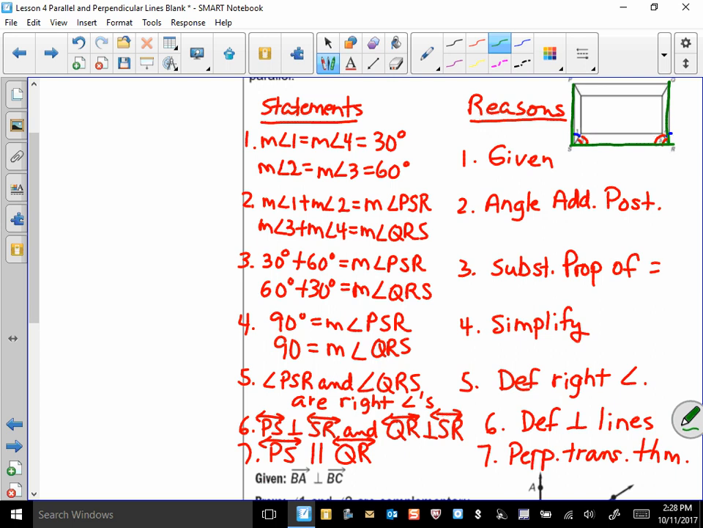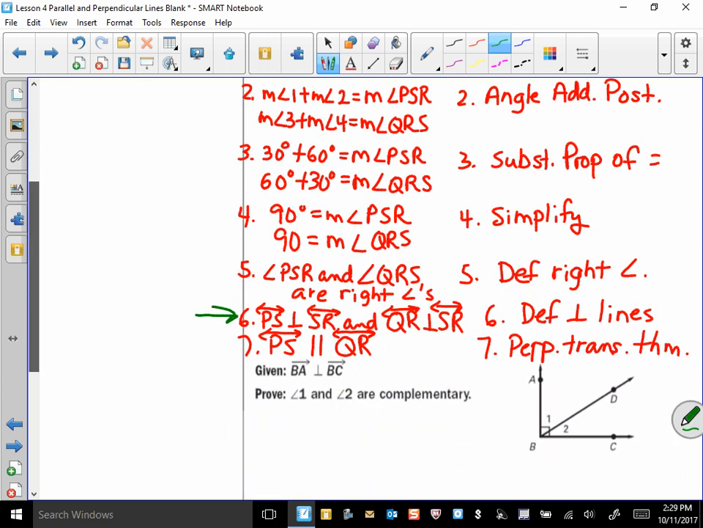But what I did is I used the angle addition postulate to show that I had right angles at corner S and corner R. And then since I got right angles, I know that those two sides are perpendicular to the bottom. And that's where I said that in step 6 right there. First I had to prove that they're right angles, and you see how I did that using angle addition. And finally, in the end, I could say that PS is parallel to QR because they're both perpendicular to it, which is the perpendicular transversal theorem.